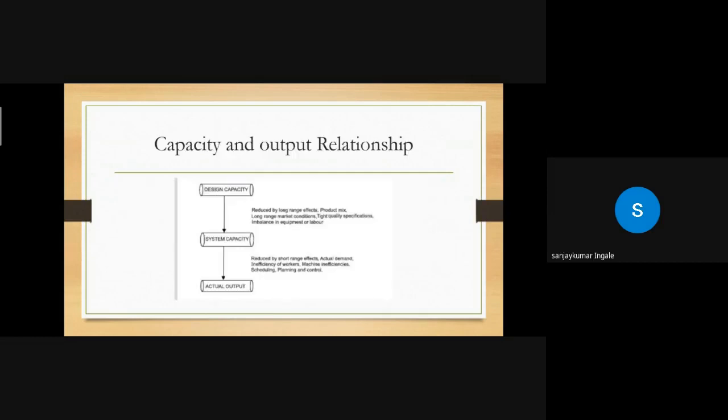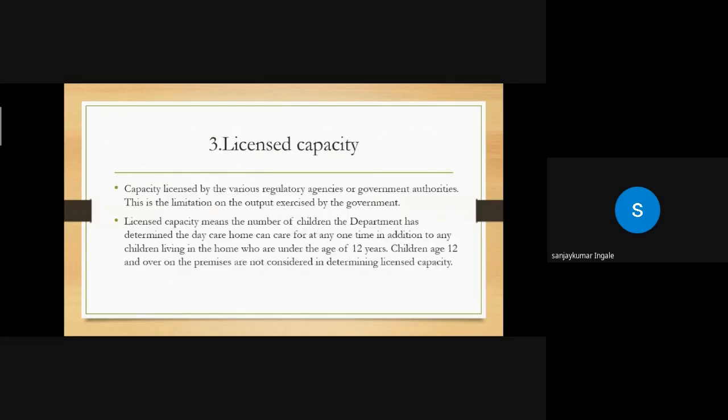Here there is a relation between capacity and the output relationship. In that case, system capacity is always less than the design capacity. Now, the third one is license capacity. This is the capacity licensed by the various regulatory agencies or government authority. This is the limitation of the output imposed by the government.